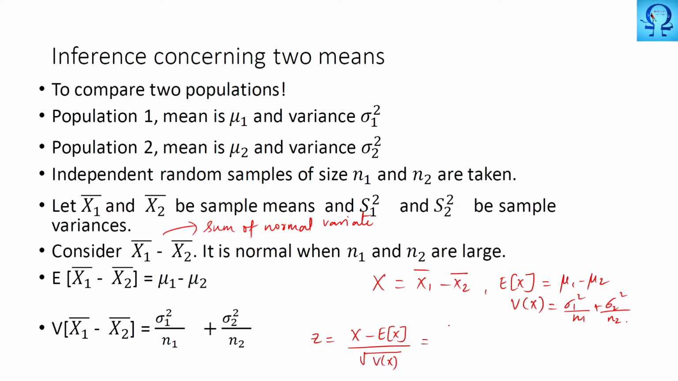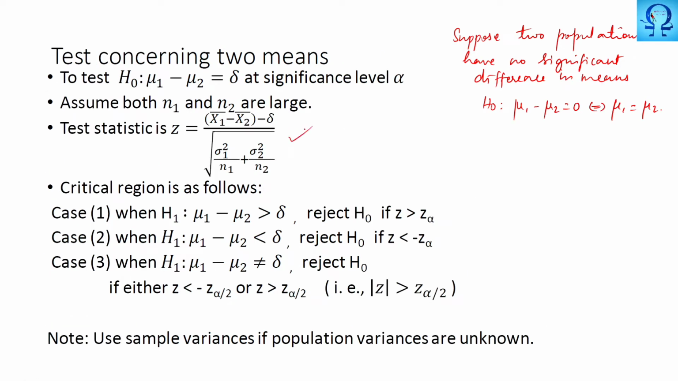So x is simply x1 bar minus x2 bar, isn't it? Okay, and what is the expected value? That is mu1 minus mu2 divided by under root sigma 1 square upon n1 plus sigma 2 square upon n2. That is the test statistic that we have. Here this mu1 minus mu2 we have taken as delta. Suppose we are discussing that there is no significant difference in means, we will have 0 in this place, right? So this is the test statistic with which we are going to work.